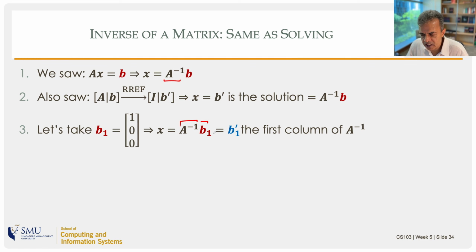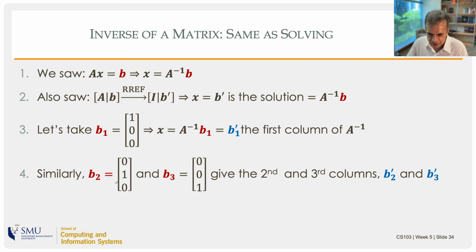By the column picture of matrix multiplication, what does that give you? It gives you the first column of A inverse, because that linear combination basically says 1 times the first column of A inverse, 0 times the second column, and 0 times the third column. So B1 basically picks out the first column of my A inverse. In other words, when I augment A by B1 and then find [I|B1'], B1' is actually just the first column of A inverse.